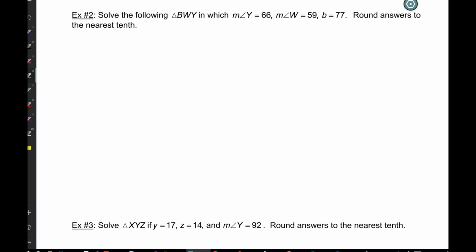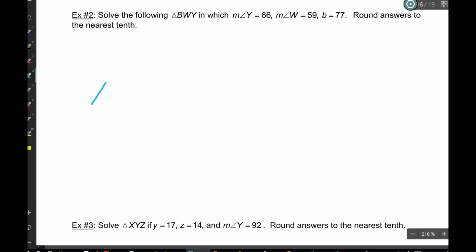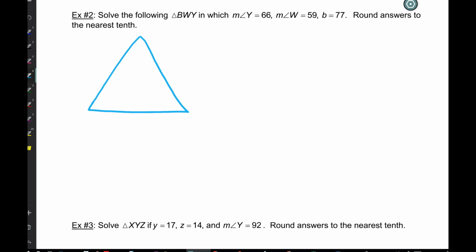Now, do you think if you use law of sines with a right triangle, would that work? Yeah, it would. It just wouldn't be the natural choice. I would still refer to SOHCAHTOA if you had a right triangle. SOHCAHTOA is only for right triangles, but law of sines is for anything.